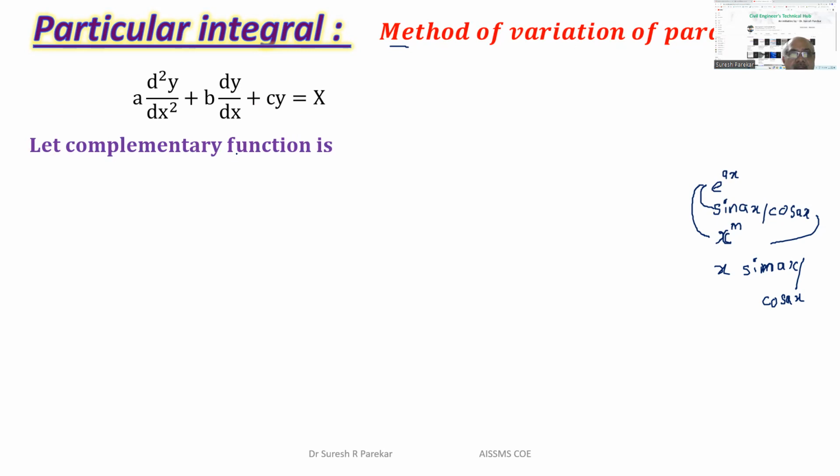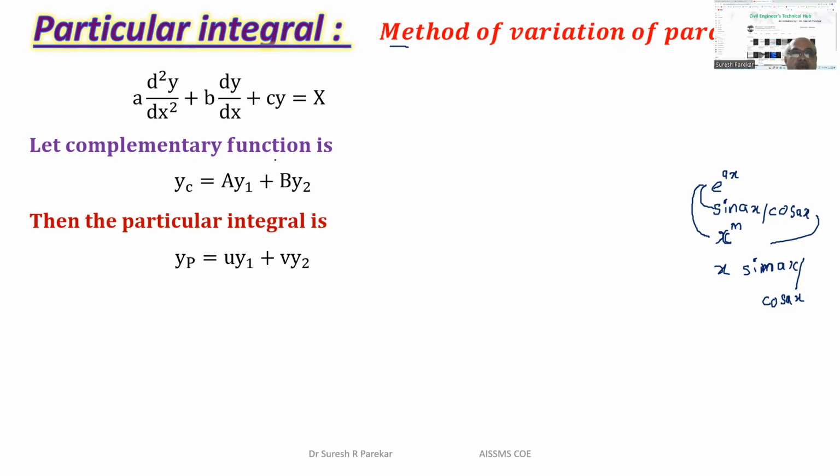So we have d2y by dx square plus b dy by dx plus cy equal to X. Let the complementary function for this be yc equals c1 y1 plus c2 y2. Again we have to write the auxiliary equation, find the factors, and decide in the same way as in the short method. The only change is in the particular integral. The particular integral is yp equals u y1 plus v y2, where y1 and y2 are the two values from the complementary function.